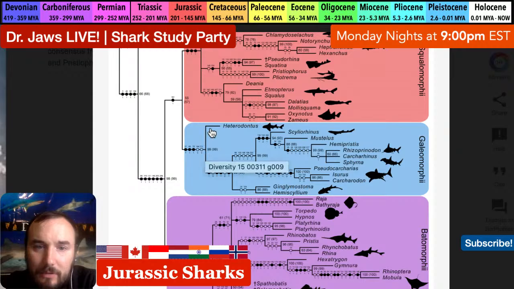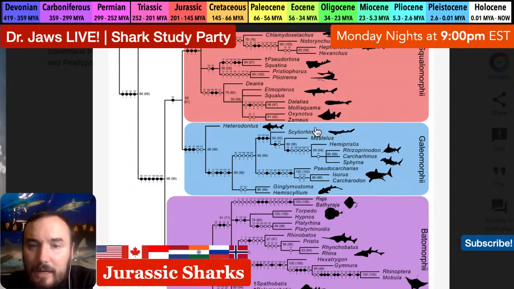Here you have the galeomorphs, so heterodontiforms, the bullhead sharks, split off early from the rest, which kind of makes sense. The orectolobiforms, like the carpet sharks, the nurse shark, whale shark, split off from the remaining group. You have lamniforms splitting off from carcharhiniforms, and the splits here are kind of leading up to the hammerheads, Carcharhinus, which are the requiem sharks, and Rhizoprionodon, which are sharpnose sharks.